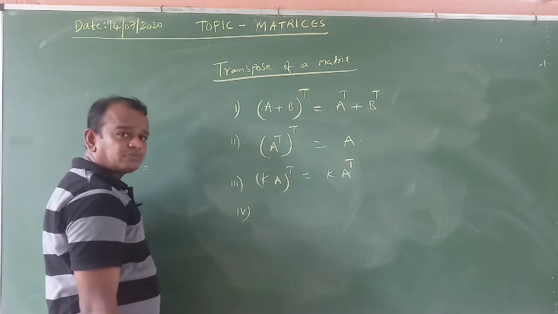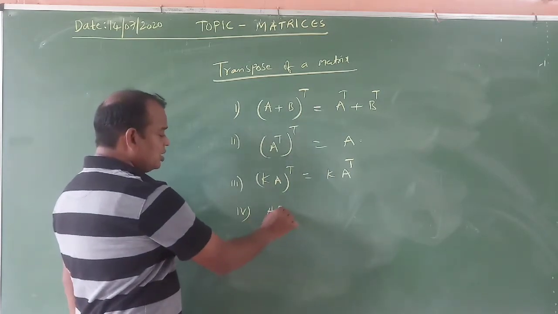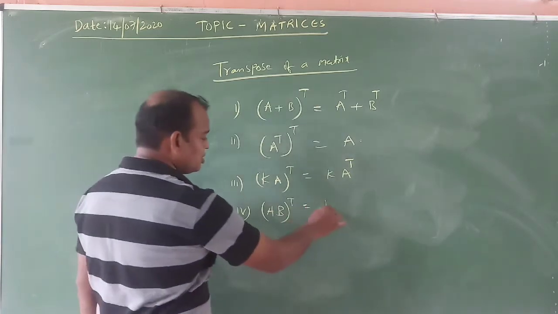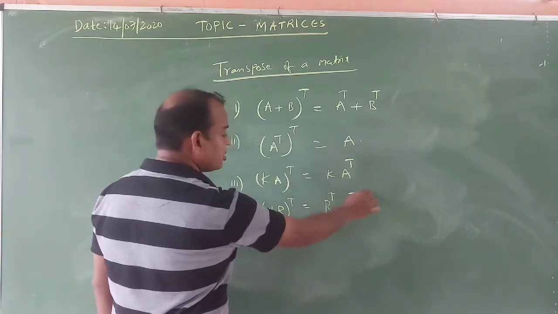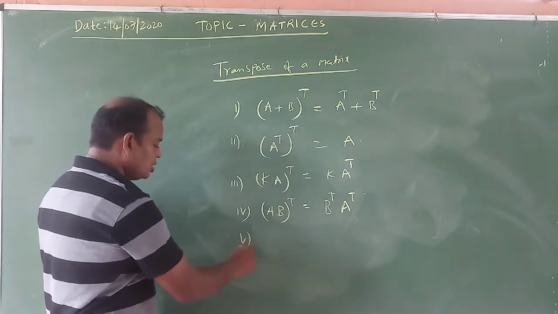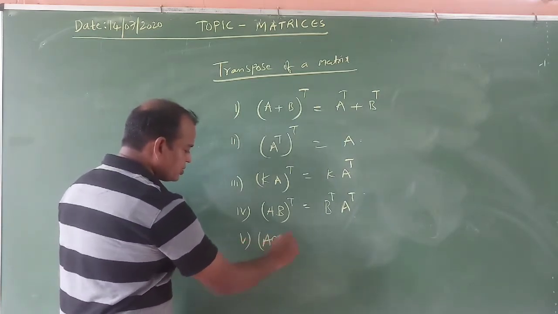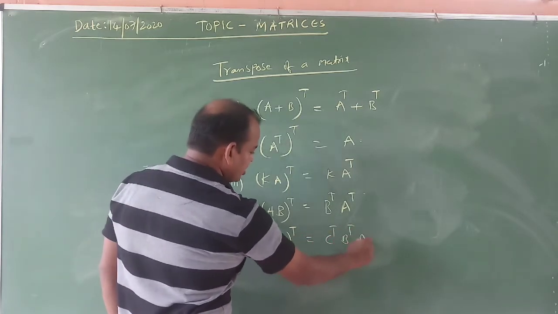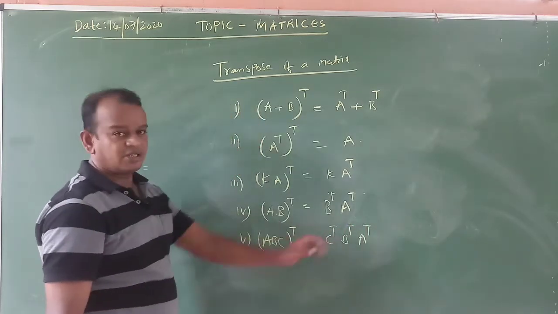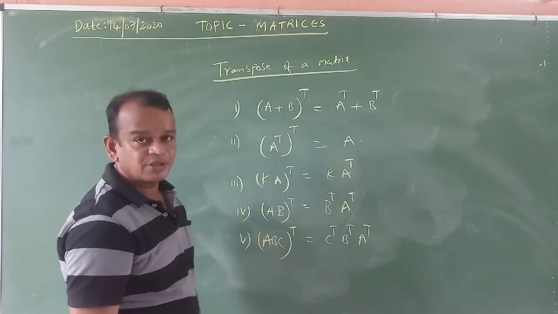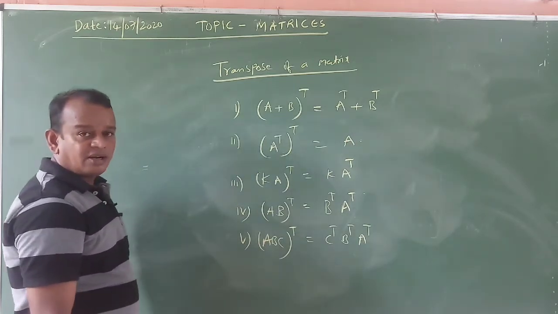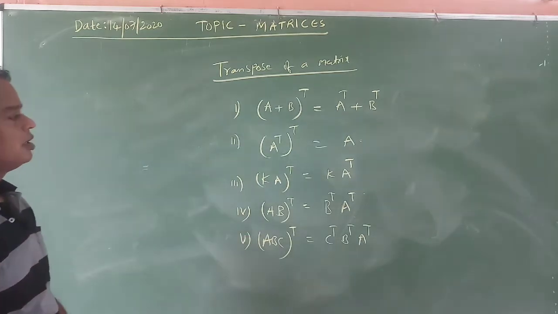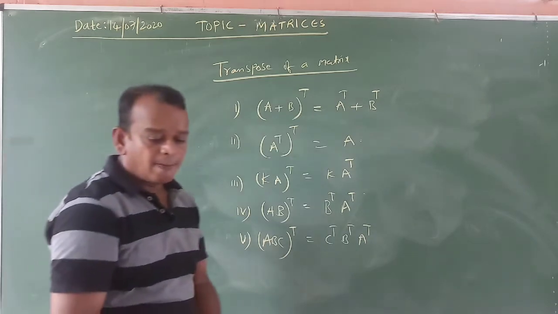Next, now product AB whole transpose. What is the formula of that one? B transpose into A transpose. Suppose ABC whole transpose, that equals C transpose into B transpose into A transpose. Clearly observe that: C transpose into B transpose into A transpose. Understand or not? Okay. These are the main properties of the transpose of the matrix.